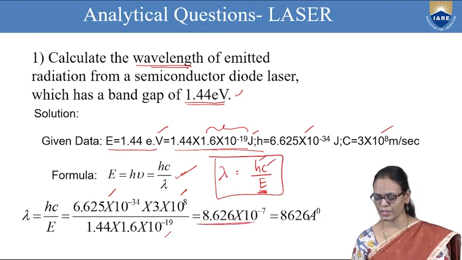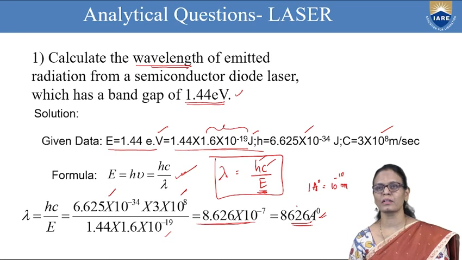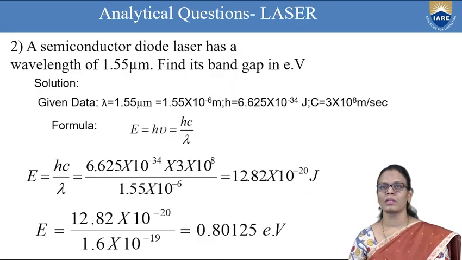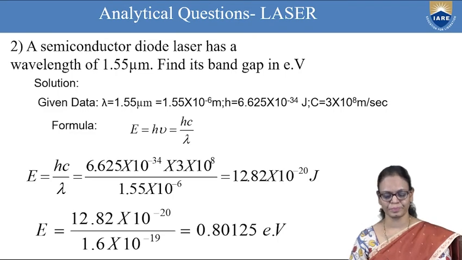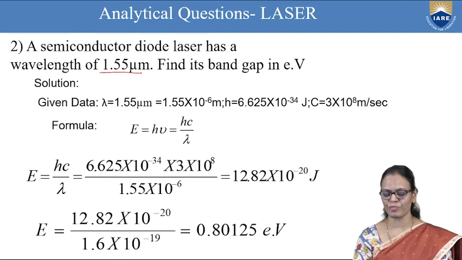We are converting it into angstrom also because generally the wavelength is expressed in angstrom units. 1 angstrom is 10 power minus 10 meters. So you can convert it also and express. Now coming to the second one. A semiconductor diode laser has a wavelength of 1.55 micrometer. Find the band gap.